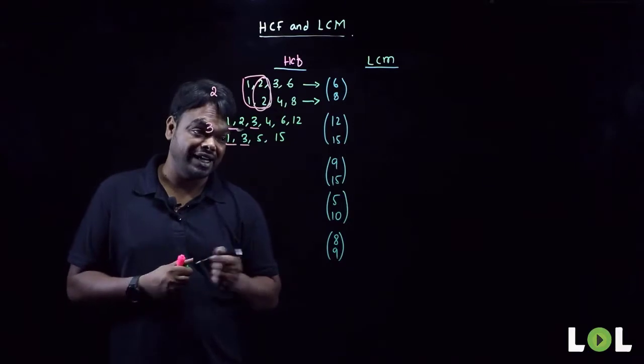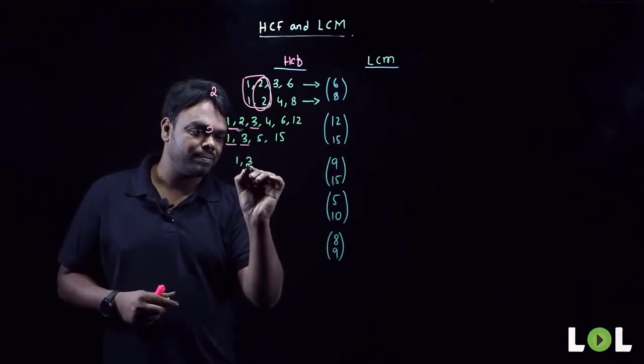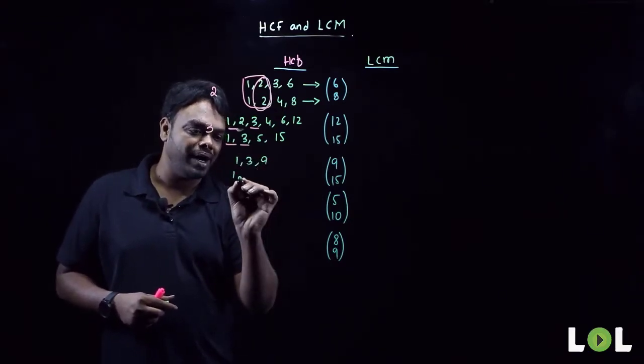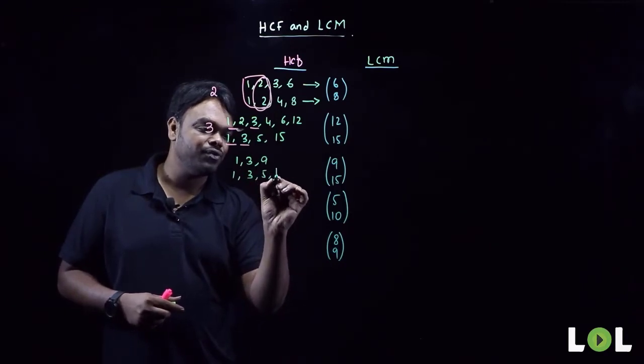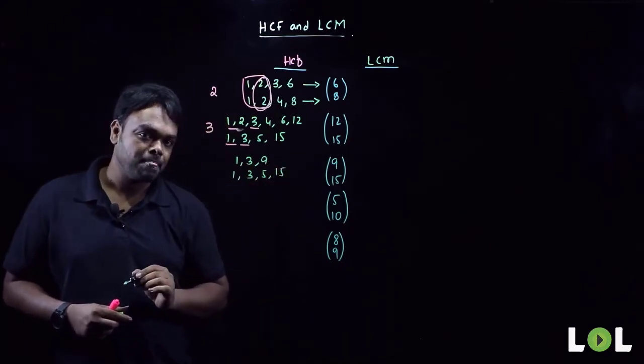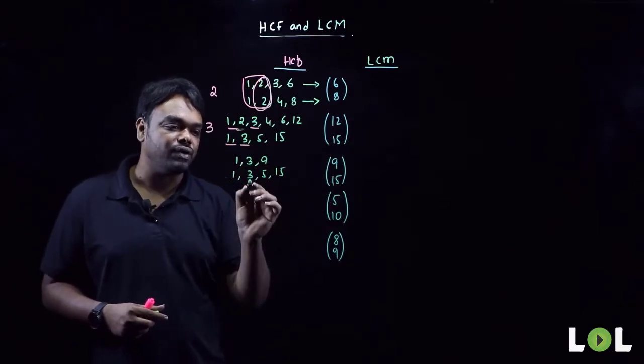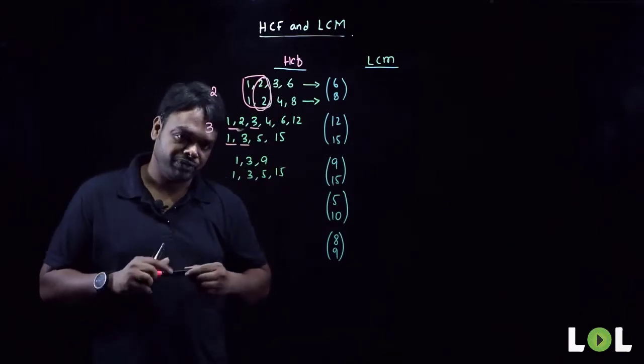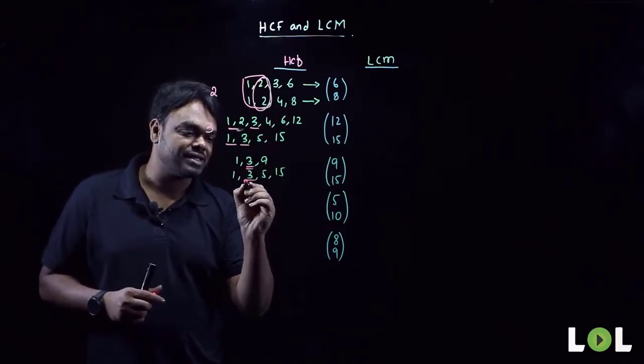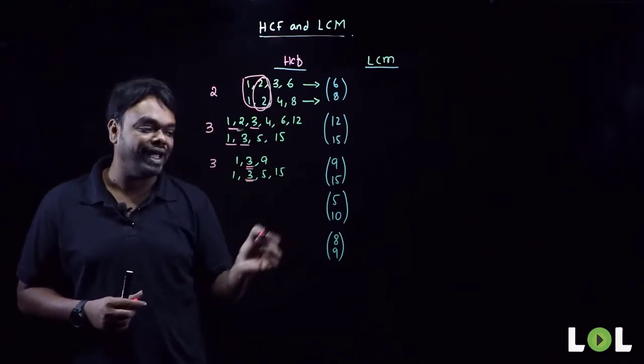Suppose if we deal with 9 and 15. Let us write the factors. 1, 3, 9. Here 1, 3, 5, 15. Now you should understand this. So which is the highest number that can divide both 9 and 15? Obviously it is our 3. So 3 is the highest common factor of both 9 and 15.